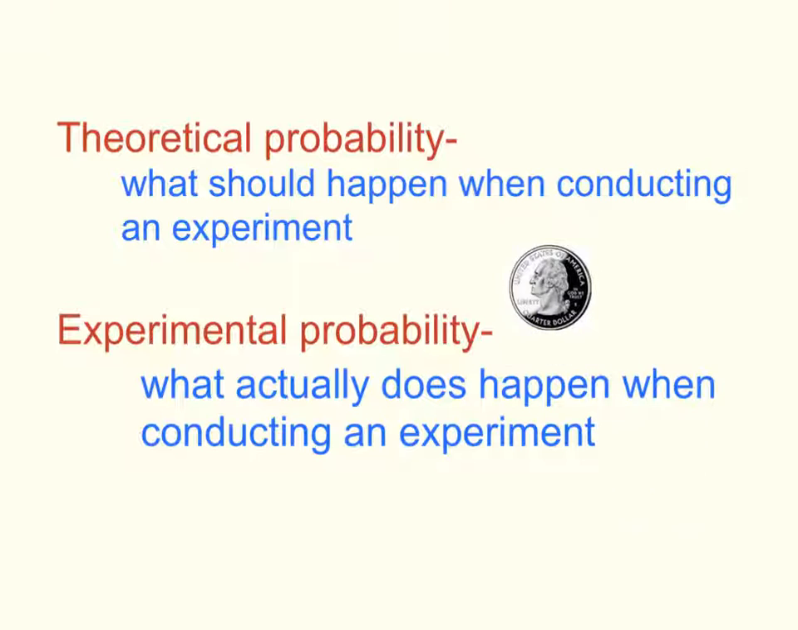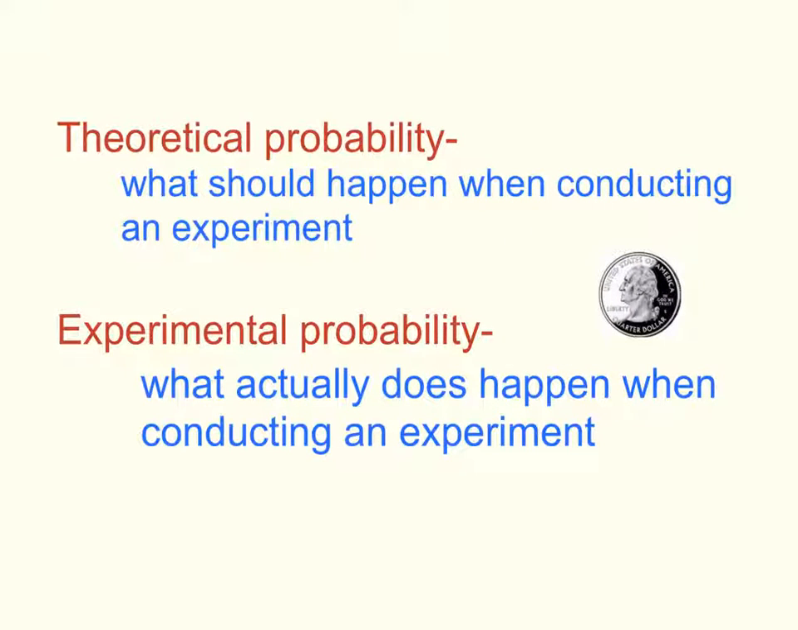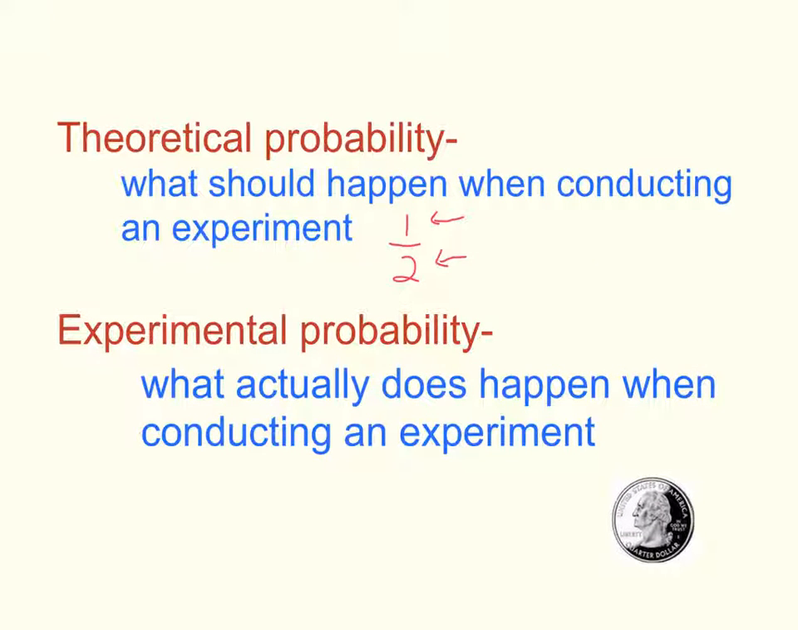Okay? So let's say we flip this coin here. The theoretical probability says it should land on heads 1 out of the 2 times. And it's 1 out of 2 because there's one head on that coin and there's 2 possible outcomes, heads or tails. However, if you've ever experimented with this and tried it, you know that if you flip a coin twice, it doesn't mean that it's going to land on heads once and tails once.